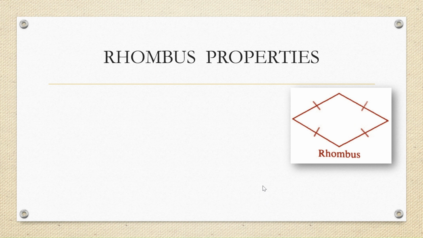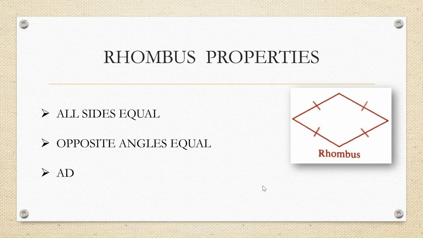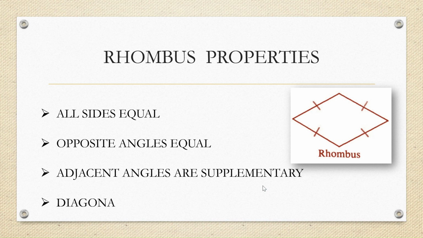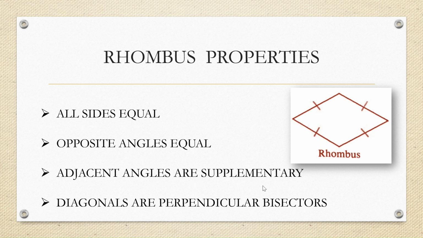A rhombus will have properties of both a parallelogram and a kite. In a rhombus, all sides are equal, opposite angles are equal, adjacent angles are supplementary, diagonals bisect each other perpendicularly. So let us consider these two diagonals in the rhombus. From the point of intersection to the vertices, the lengths would be equal for both the diagonals separately.